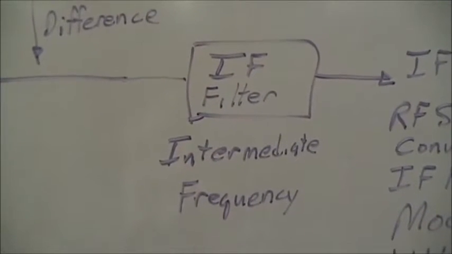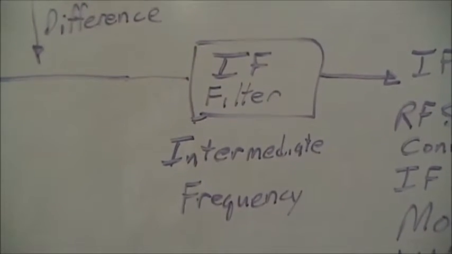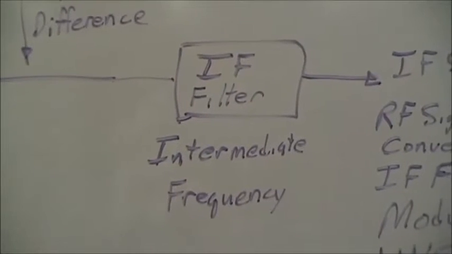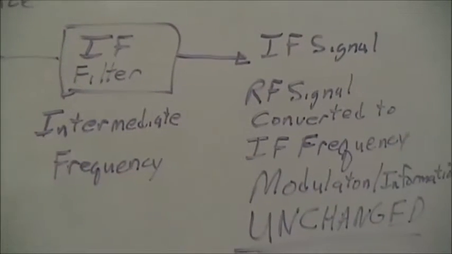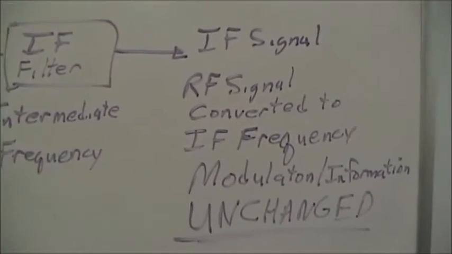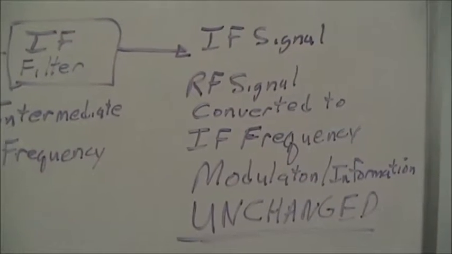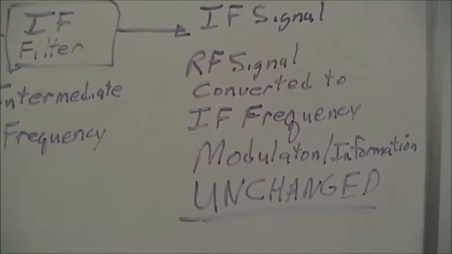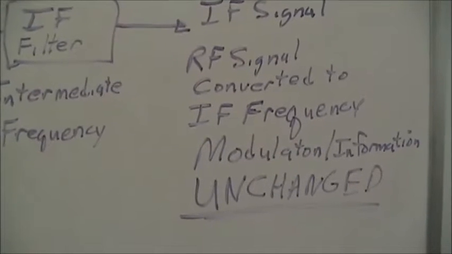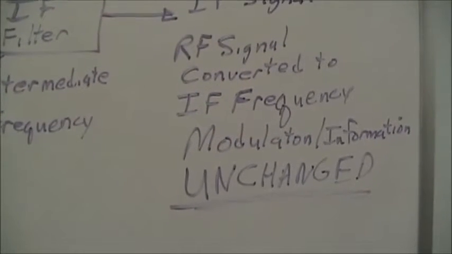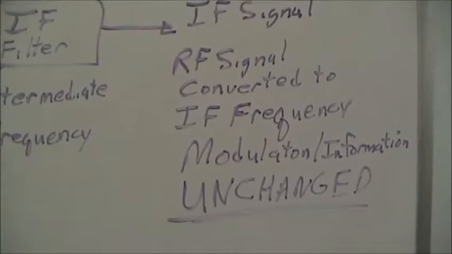And that is the job of the IF filter, or intermediate frequency filter. The end result being an IF signal, which is based upon the RF signal. The modulation, however, or information is unchanged. We will now look at this in the frequency domain.